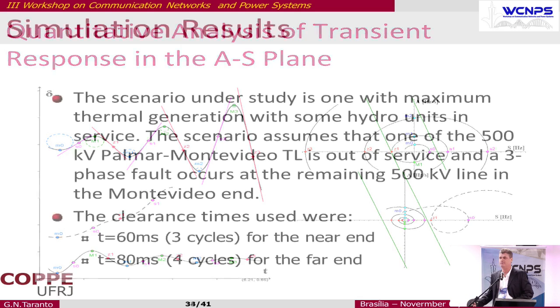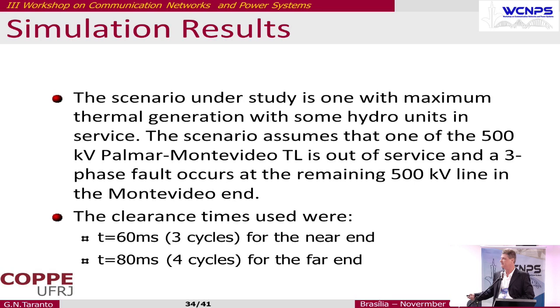So this is the scenario, the study case. The scenario under study is, as I said, one of the 500 kV lines was out of service for maintenance. The other had a three-phase fault. In the remaining 500 kV line near the Montevideo end, the clearance times we used were 3 cycles for the near end, 4 cycles for the far end. This is what they usually do for simulation studies.